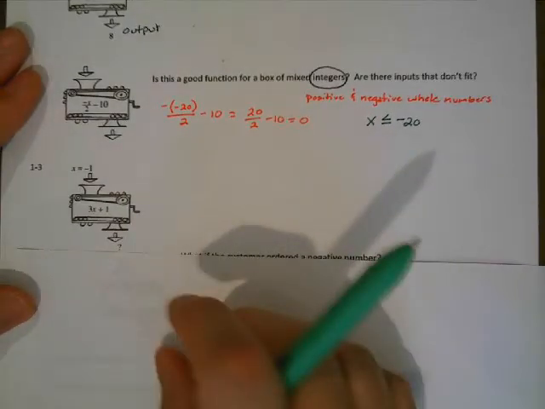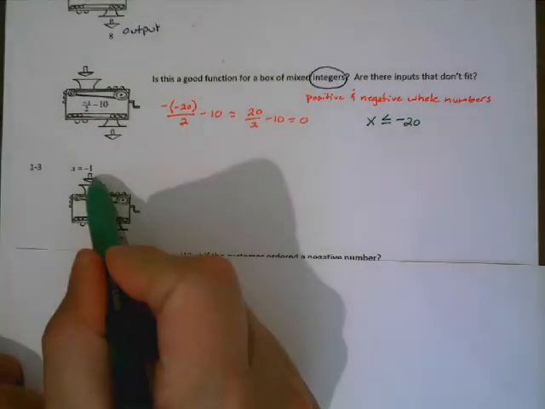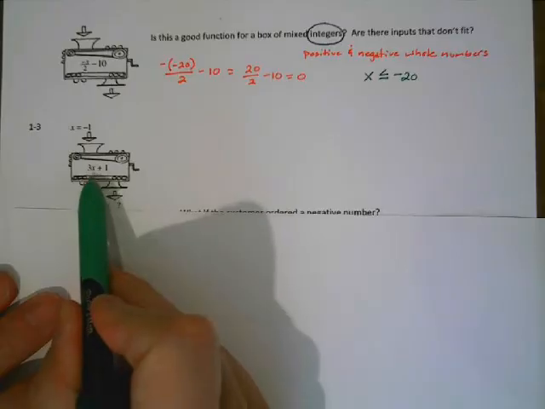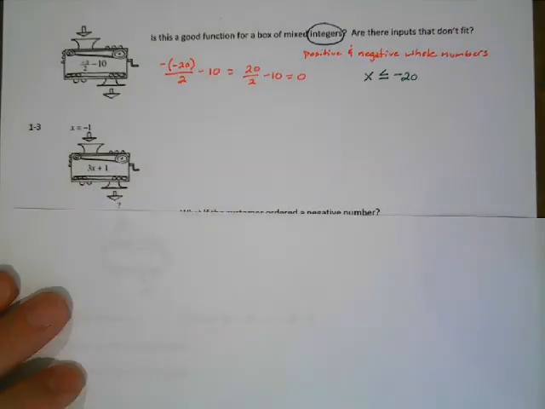So we've got a function here. Our input is negative 1. Our function is 3x plus 1, so that means we're going to multiply the input by 3 and add 1. And we want to find out what the output is.